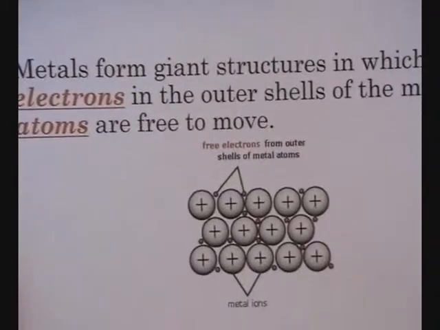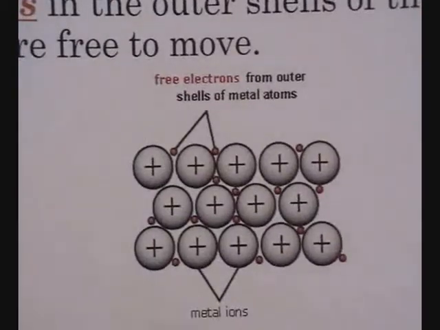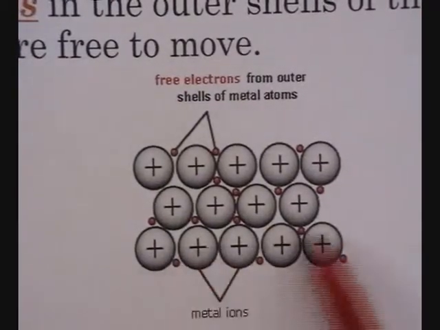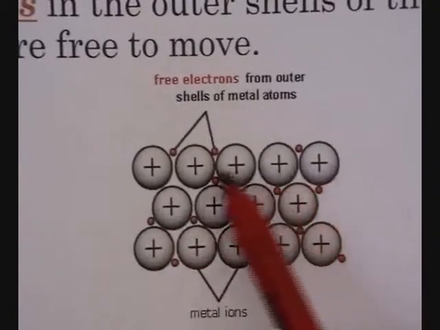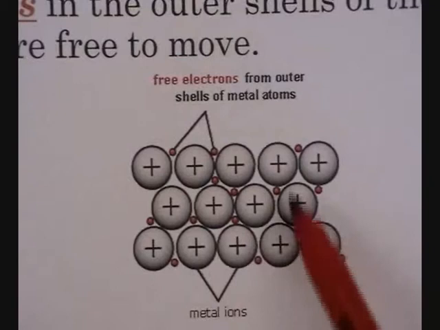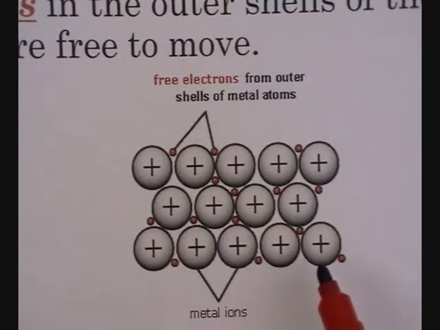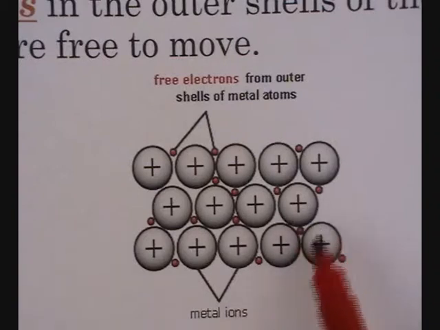And we call this shape a lattice. So this shape here is a lattice because the metal ions are arranged quite regularly, and in between you've got all these freely moving electrons which just randomly move throughout the copper or whatever it is, unless you put a potential difference across them or a battery.